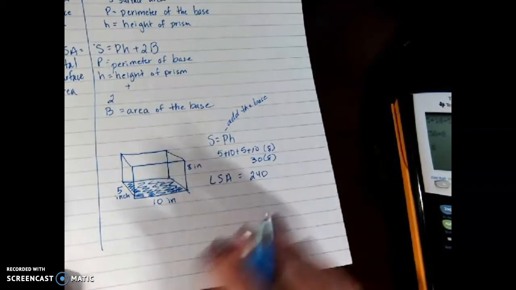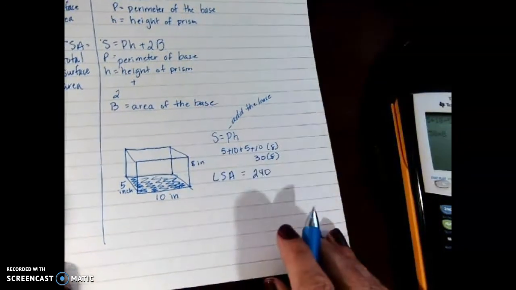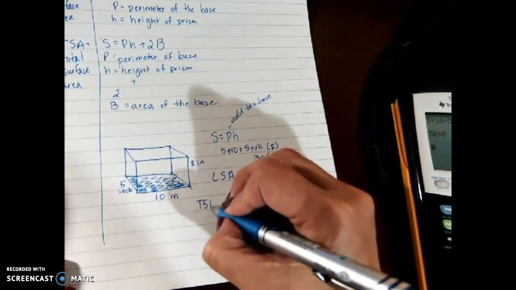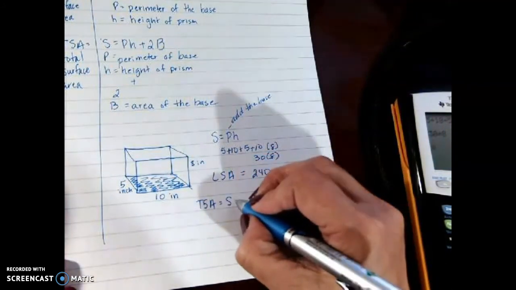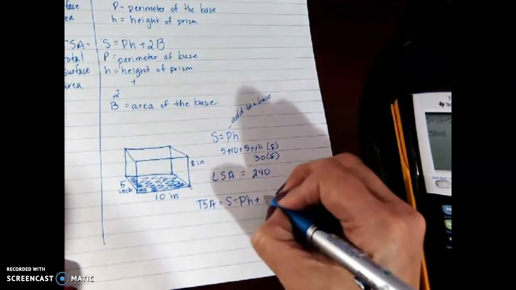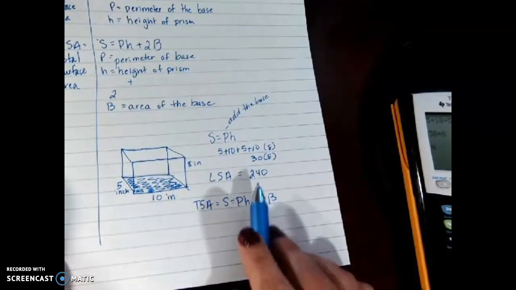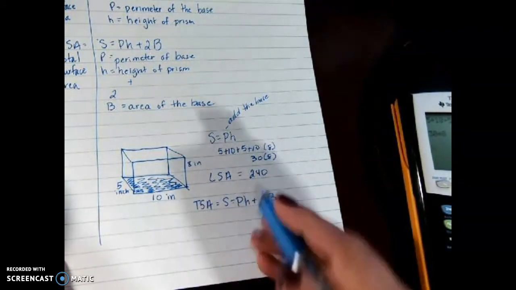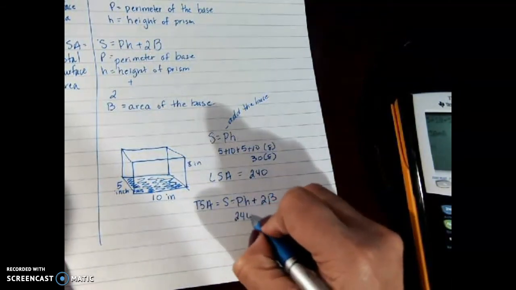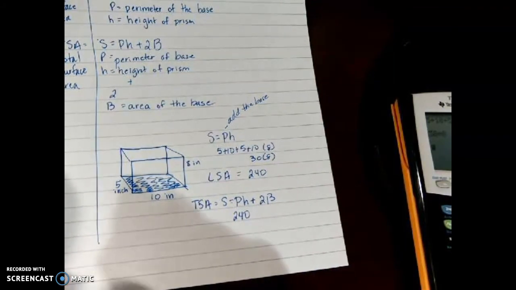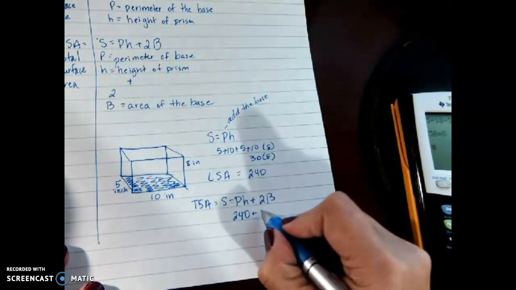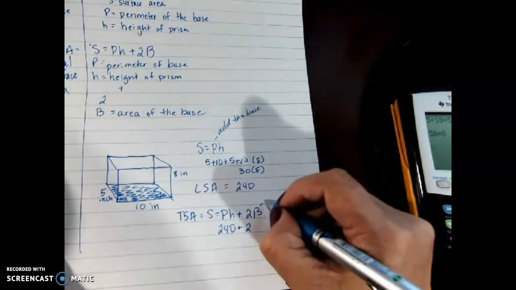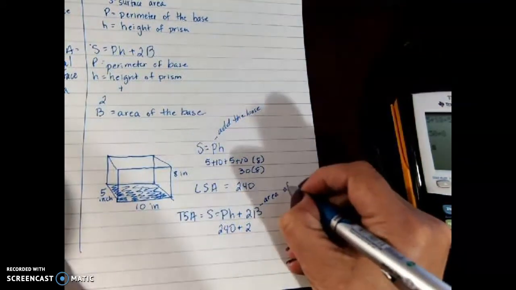And now, what is the total surface area of this prism? So S equals big P H plus 2B. Since this first part comes from this, all I'm going to do is just put it right there in its spot. I don't have to do it again. It's already there. Plus the 2 is going to stay there. Big B stands for area of the base.